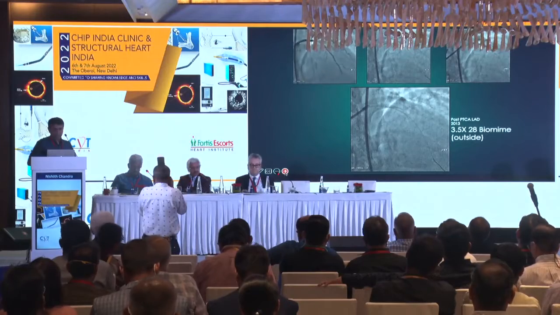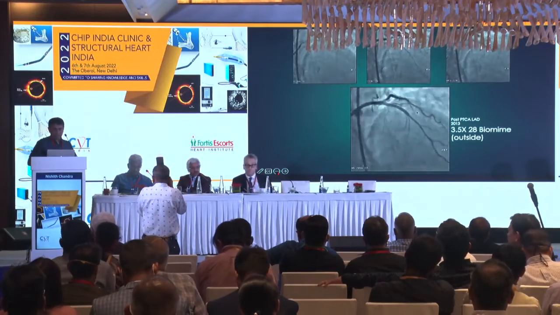This was the LAD lesion, which was stented very well with a 3.5 by 28 drug-eluting stent in 2013. Five years down the line, he came back with an NSTEMI, and this was the angio. So what are you seeing on the angio? If you see carefully, does the angiography give you the complete picture? Are you able to decide on the basis of angiography what you would do?